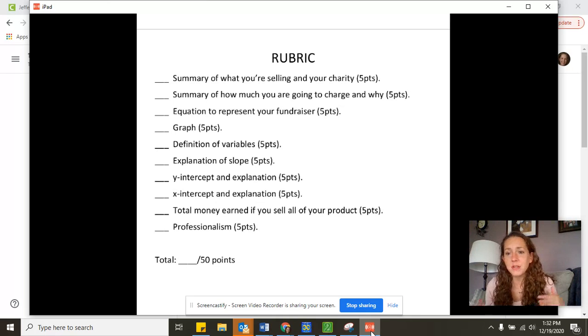And the professionalism is going to be making it look nice. Like this is something that is supposed to go in your backpack. It will be going toward effective communicator because you are presenting an idea to people. But basically, make it look attractive. Change the background, change the font, put some pictures in there, make it look nice.